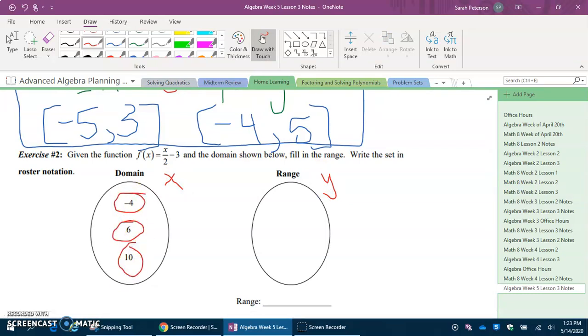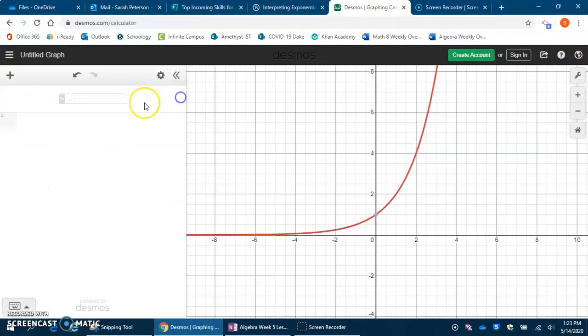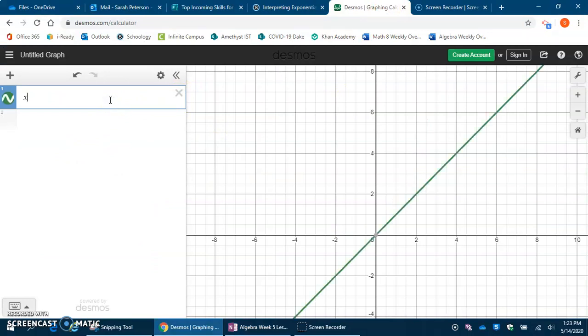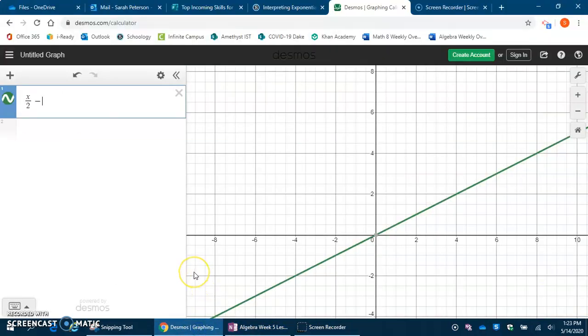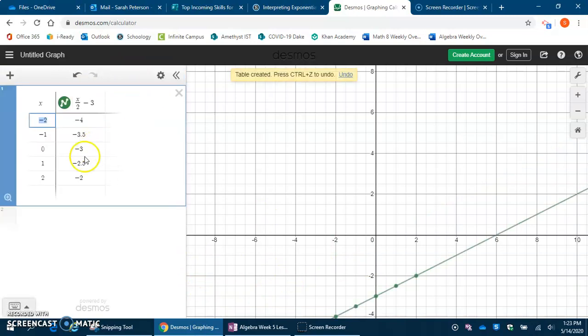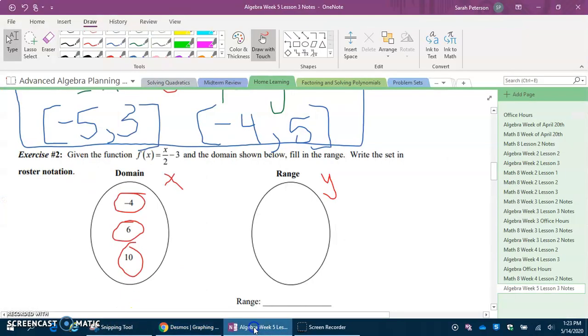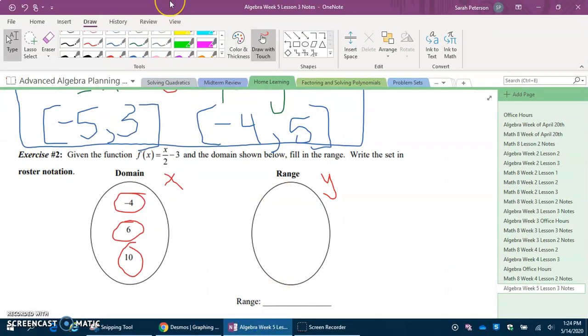So you can either do this on a graphing calculator or on Desmos. And I'm going to type in x/2 minus 3. And I'm going to go to the table function. And I'm going to look for when x is -4. So I can type in -4 and it'll tell me when x is -4, my y is -5. So I can really just write -5 here and draw an arrow that says when x is -4, y is -5. I can do the same thing for 6.